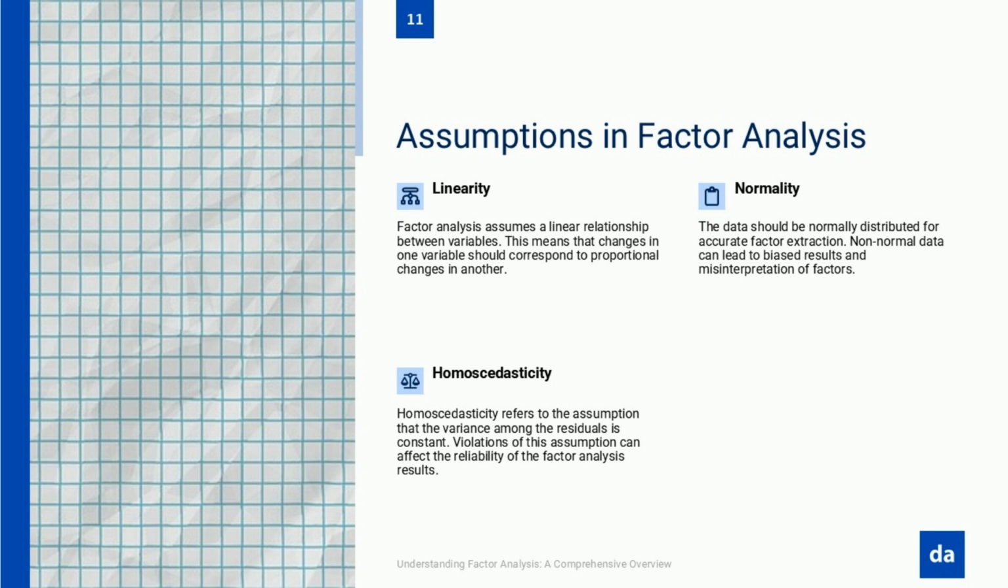And let's not forget sample size. Factor analysis needs a decent amount of data to work properly. Trying to analyze too few cases is like judging an entire movie based on a single scene. You're bound to miss the bigger picture. Now, what happens if these assumptions don't hold? Well, your results could be misleading at best and completely useless at worst. Factors might emerge that don't actually exist. Relationships might be exaggerated or buried, and your entire analysis could collapse under its own weight. It's like building a house on a shaky foundation. Everything looks fine until it suddenly isn't.